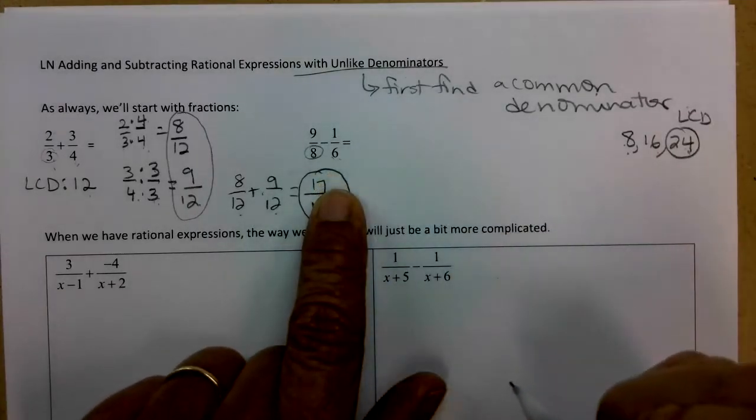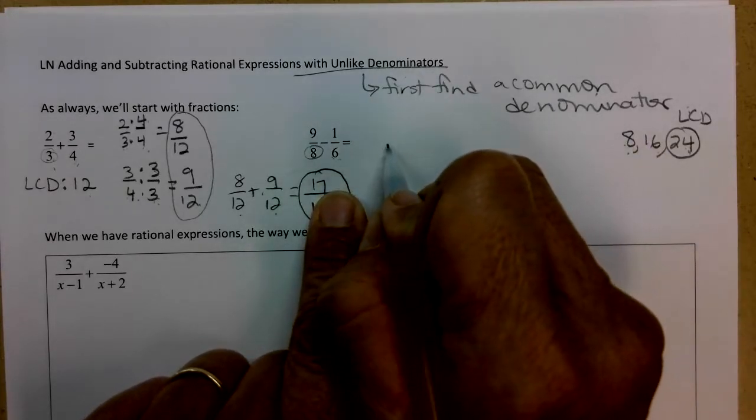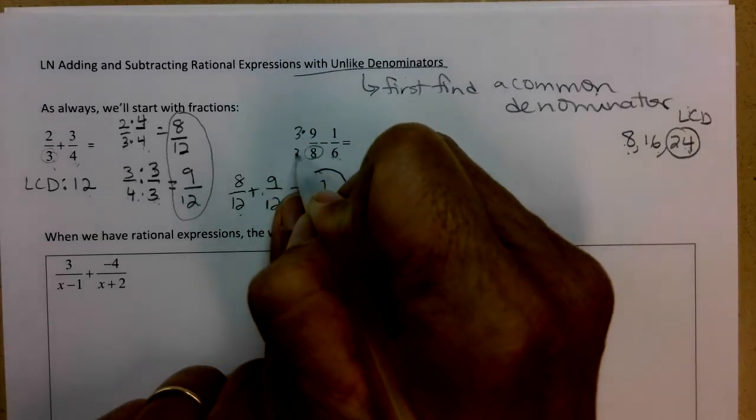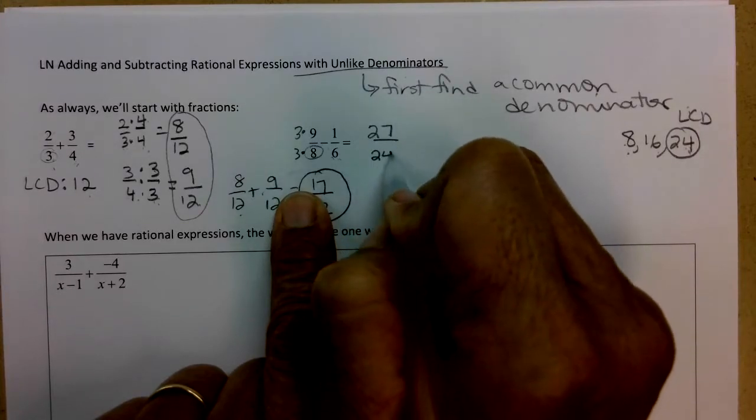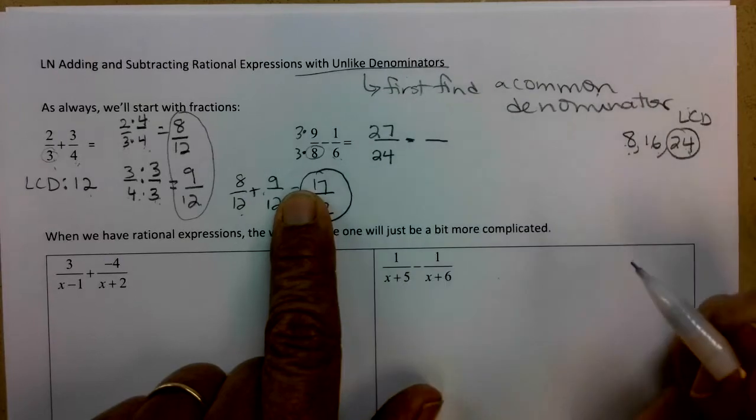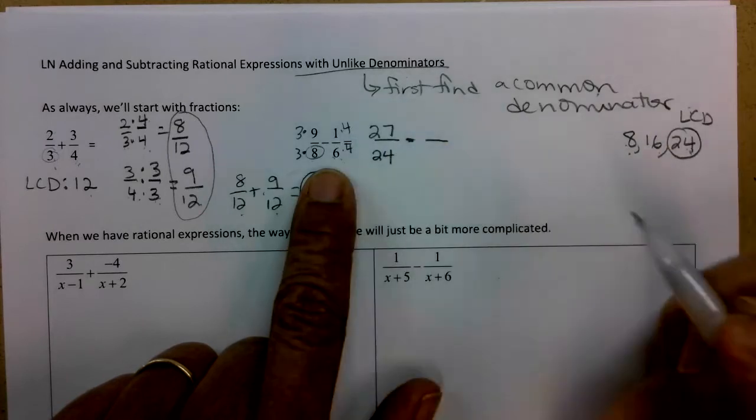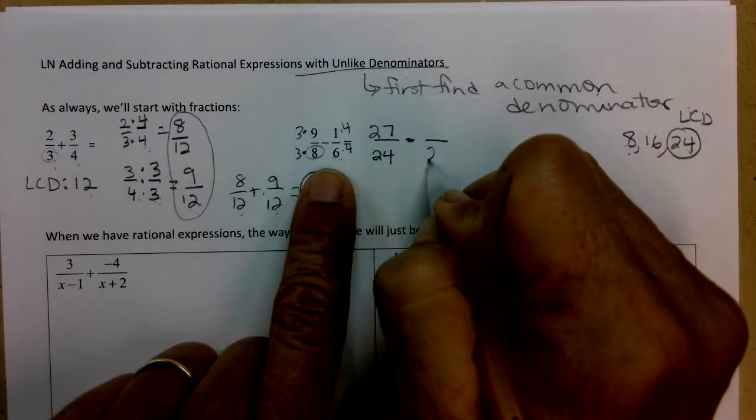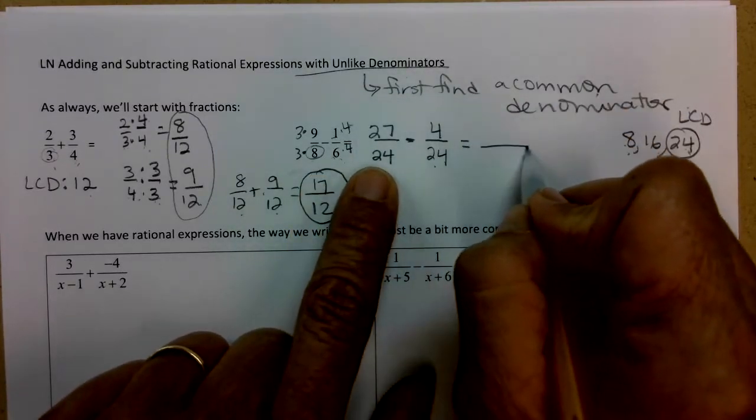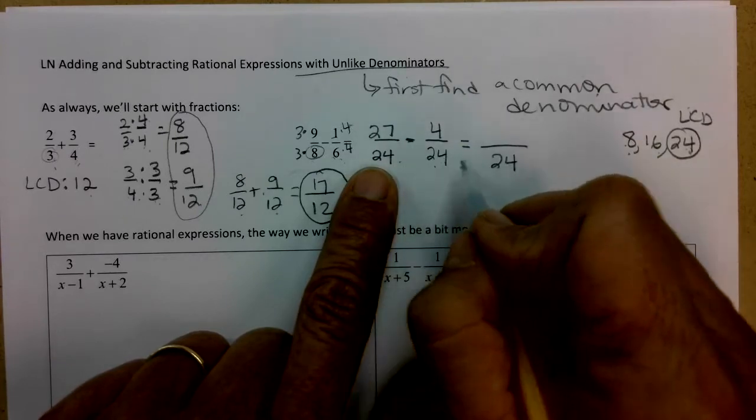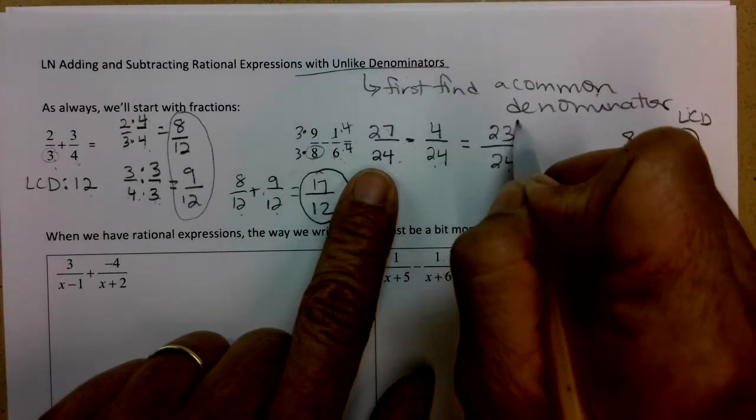So now we're going to build everybody up to have 24 as its denominator. So 9/8 becomes, right, top and bottom by 3 to get to the 24. Okay, 27/24 minus, so then the 1/6, so top and bottom by 4, because 6 times 4 is 24, and 4 times 1 is 4. So now they do have the same denominator, so we can go ahead and subtract those. So the denominator stays the same. 27 minus 4 is 23.